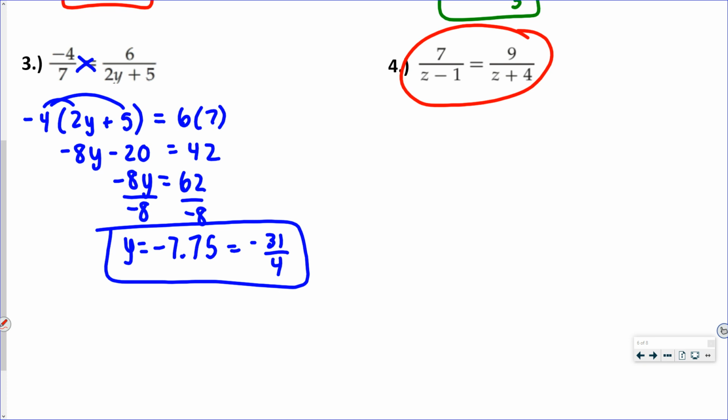I wanted to do one where you have variables in both ratios. You're like, ooh, I have a z in the denominator of my ratio on the left-hand side and a z in the denominator of the ratio on my right-hand side. So this one, it really doesn't matter. I'm going to do 9 times z minus 1 is the same as 7 times z plus 4. Again, it doesn't matter if they're equal to each other. That's reflexive. What does matter, you've got to distribute.